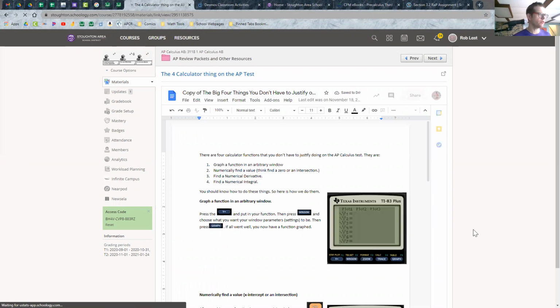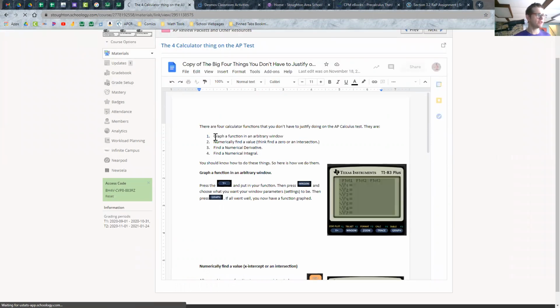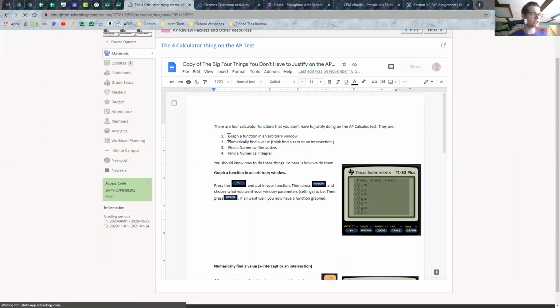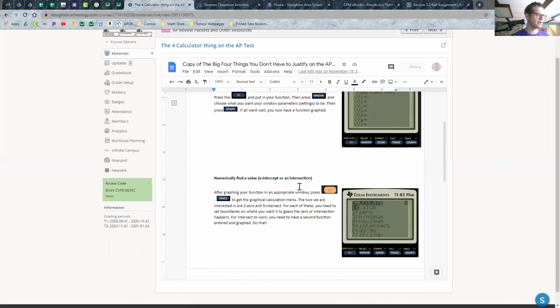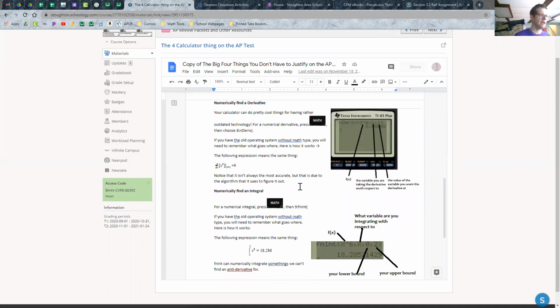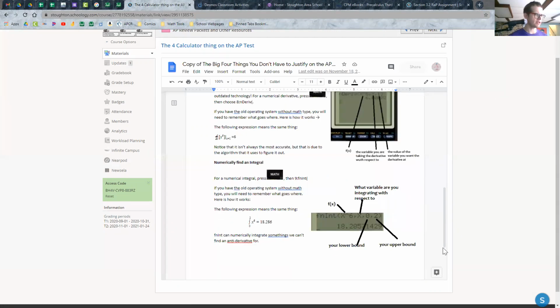What this will show you is the keystrokes for the 4 things you need to know how to do on the AP test. Again, graph a function in an arbitrary window, numerically find a value, a 0 or an intersection, find a numerical derivative, and a numerical integral. Those are on this page, and they show you the setup. This is one of the first things I made like this. I probably can make it way better and more cool now. But that's how you set it up. With the new math type, it looks the way you think it should, and you see it in books and stuff. Again, I'll show you how to do those things and the order everything needs to go. Okay.